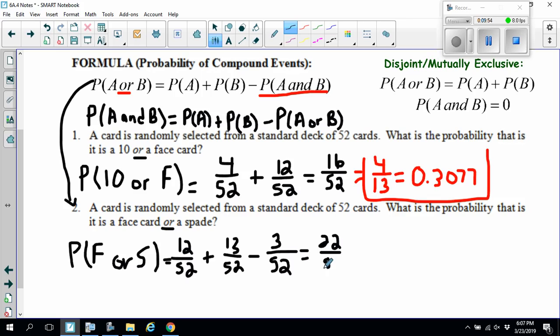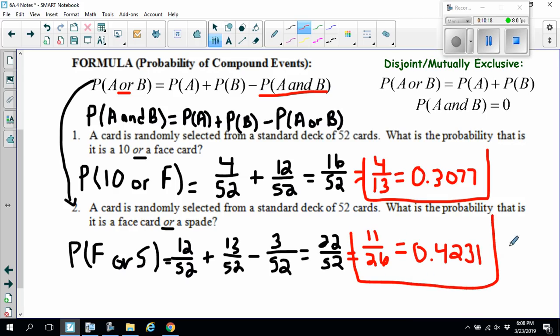Remember, you can leave your answer as a fraction, but make sure it's simplified. So we simplify 22 over 52 to give us 11 over 26. Or you can write it as a decimal, and it would be approximately 0.4231. That would be our probability there. Remember, because we are doing probability, we want our favorable outcomes over the total amount.